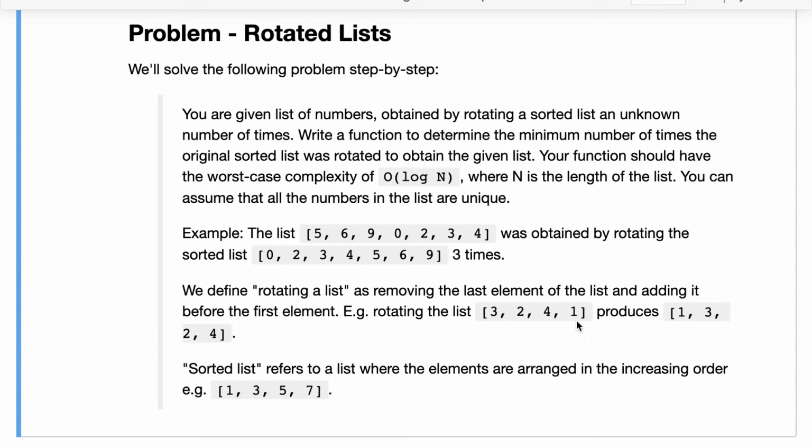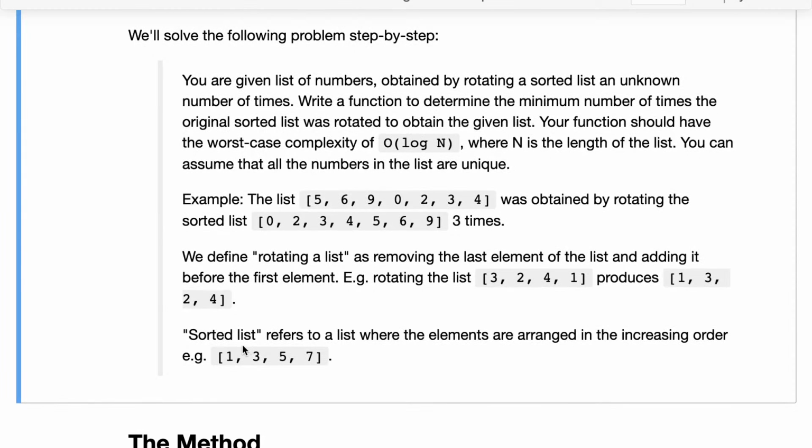Now rotating a list once produces 1324. Now if you rotate the resulting list one more time, then you will end up with 4132 and so on. And then the other term is sorted. So sorted refers to a list where the elements are arranged in increasing order. In this case, we have numbers, and the numbers 1, 3, 5, 7 are arranged in increasing order. So this is a sorted list. But if this was 3, 2, 4, 1, well, the numbers are not arranged in increasing order. So that's not a sorted list.